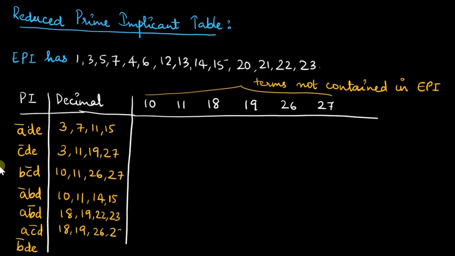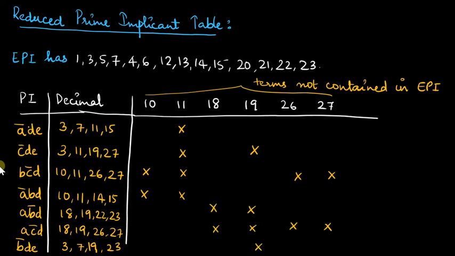For example, A bar DE has 3, 7 and 15 which is already a part of EPI, whereas it has a min term 11 which is not a part of EPI. So that is why I am going to place an X corresponding to the prime implicant A bar DE. In a similar manner you have to do for the rest of the prime implicants.